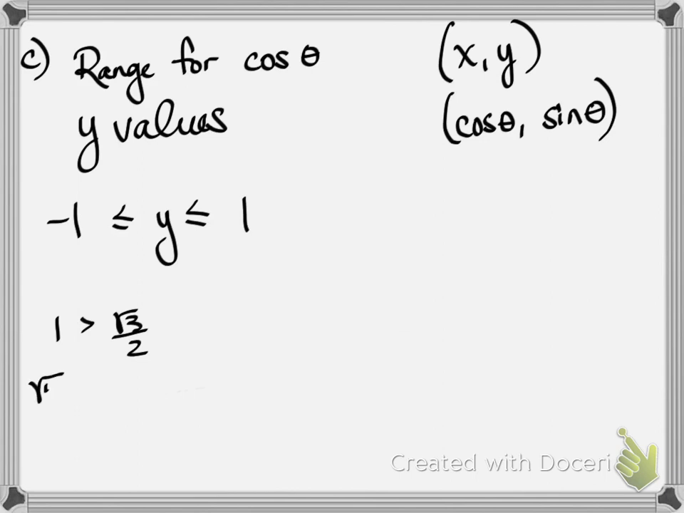Or you might remember when we go around our unit circle and we count by square root of 2 over 2's to get the 90, 180, 270, 360. We get to square root of 4 over 2. Square root of 4 is 2, and 2 over 2 is 1. So 1 is actually the biggest y value, and -1 is the smallest y value.